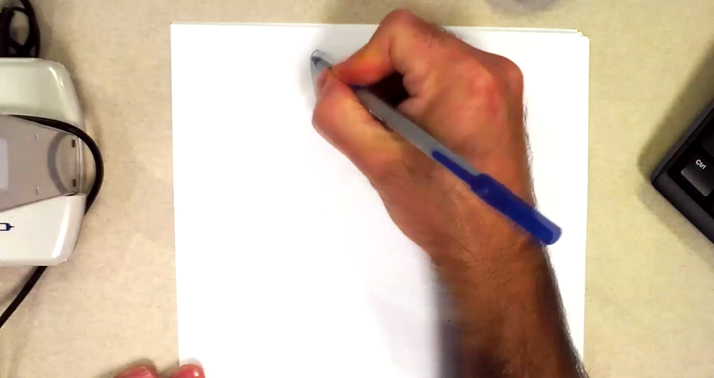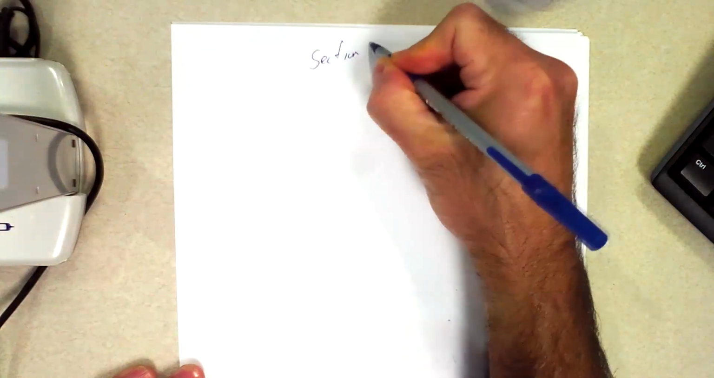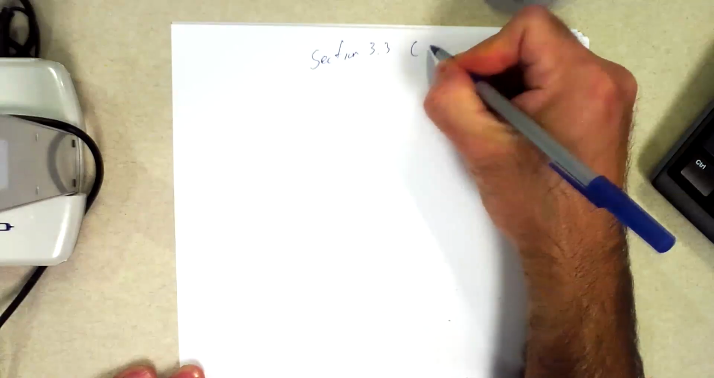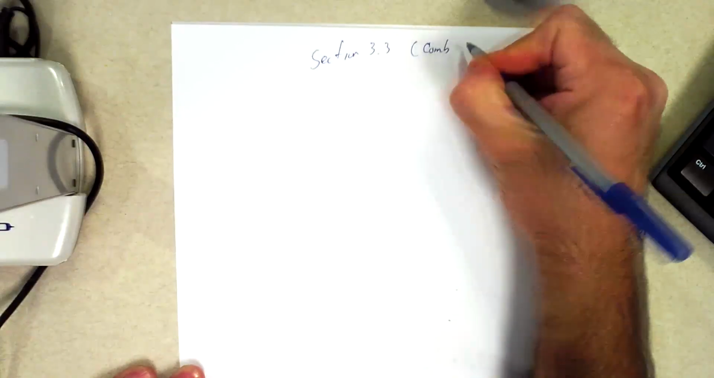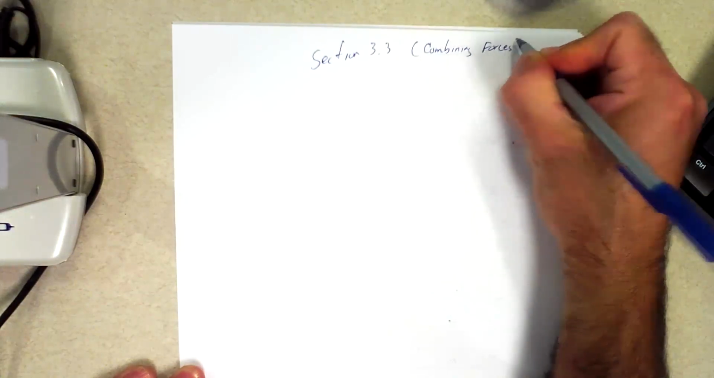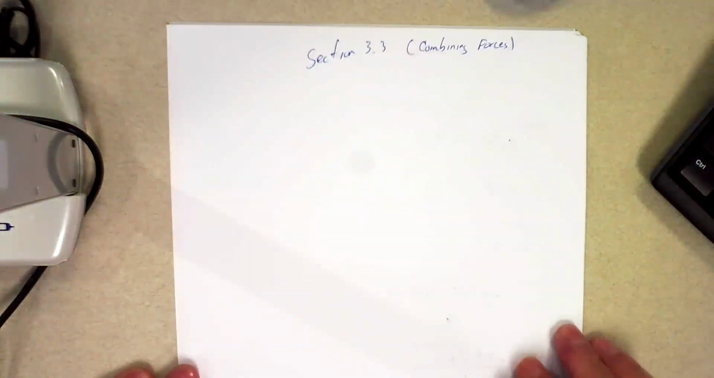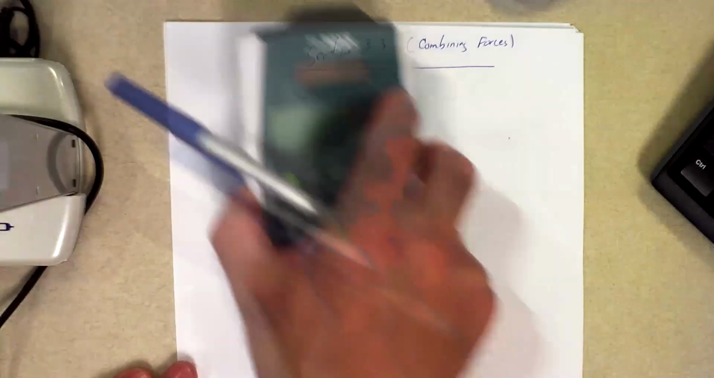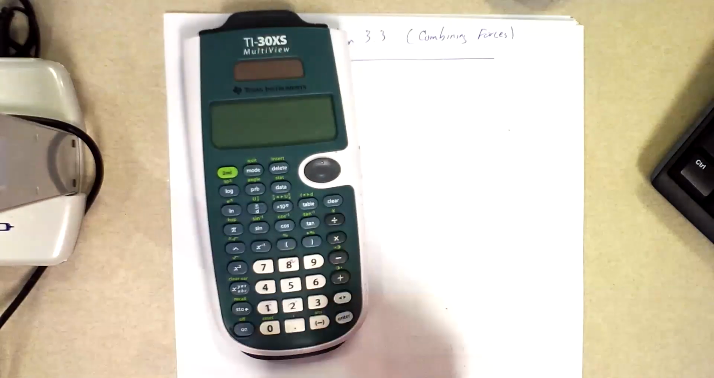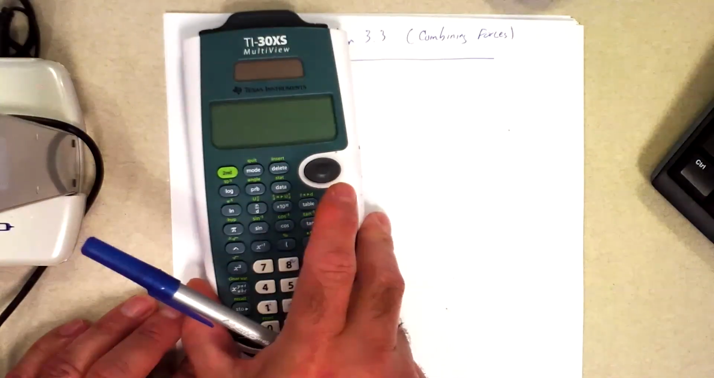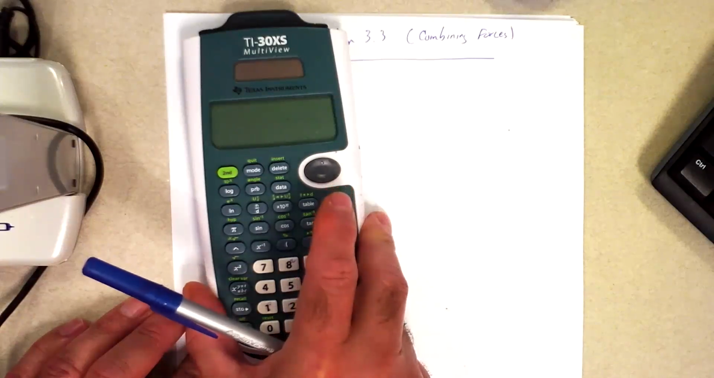Okay, today we're going to go over section 3.3, which is called combining forces. For this section, you're definitely going to need your calculator. I have the TI-30XS, which was the one required for this course. If you have a different calculator, you'll have to investigate.